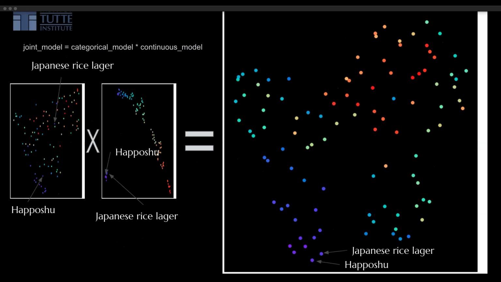Folding these models together is remarkably simple. We've overloaded the arithmetic operations directly on the models that we've constructed. We fold them together, and you see very quickly that this uses the space on the right to pull together Japanese rice lager and Happoshu. And so now you know that if you enjoy one of them, it might be worth enjoying the other one. We've maintained the overall more complex and interesting structure of the reviewer embedding, but we've tightened it up with extra information derived from the embedding on the right.